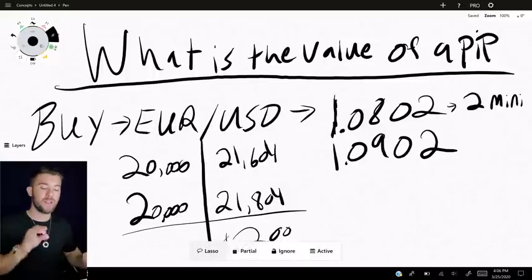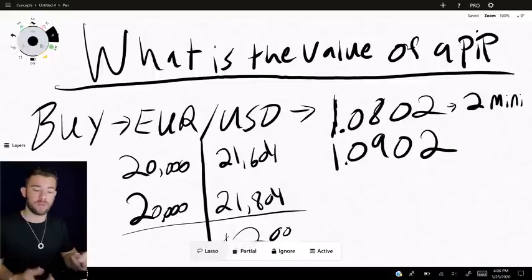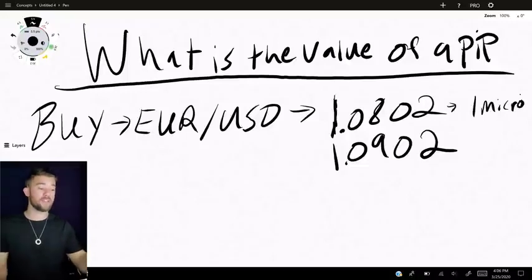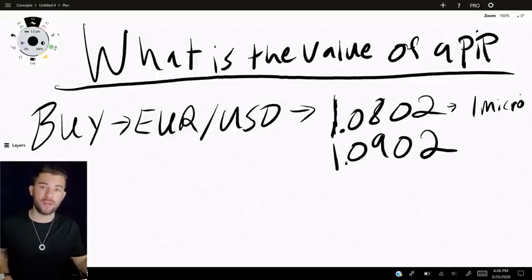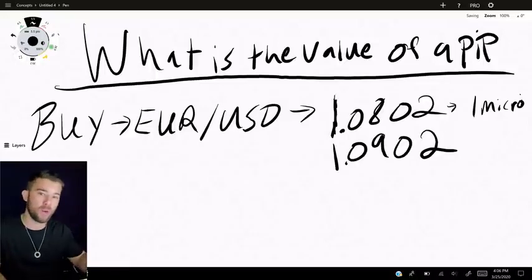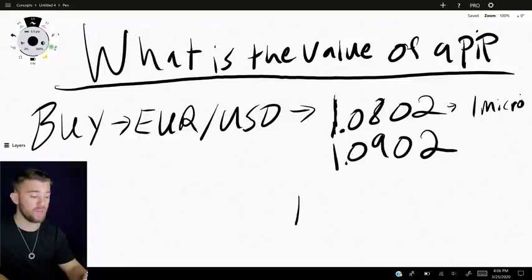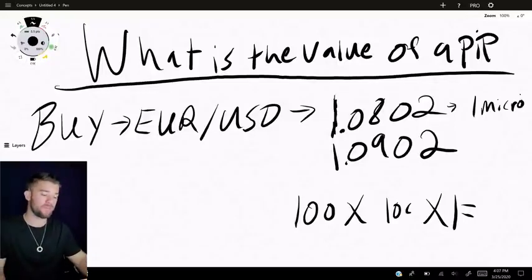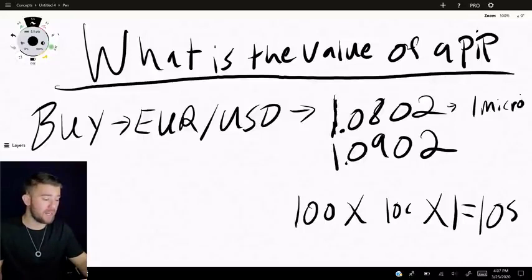But let's go through this last example first on a micro lot. So let's say you want to trade one micro lot, and you buy that one micro lot when the market's at 1.0802, just as with the other examples. We go up 100 pips. What does our equation look like? Well, we do 100 pips times 10 cents times the amount of micro lots we're trading, which in this case is 1. That means you would have made $10 on this 100 pip move trading one micro lot.